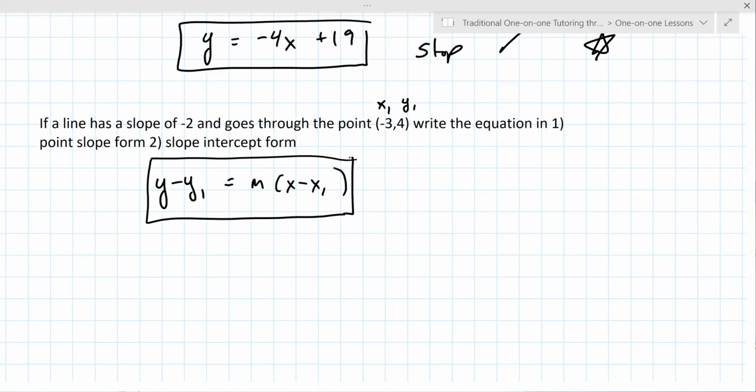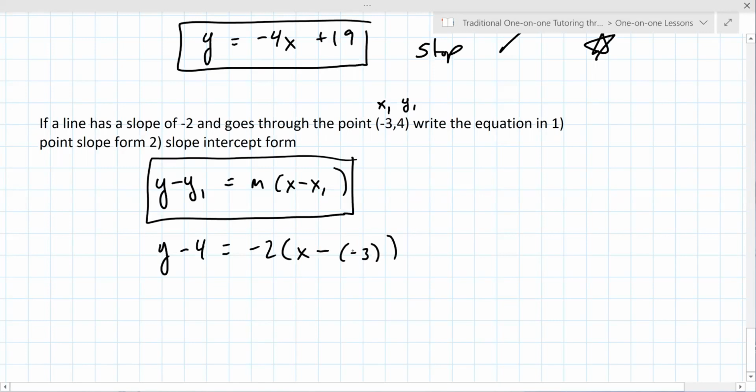All right, so that would become y minus 4 equals minus 2 parentheses x plus 3. And that would be point slope form. The correct answer is y minus four equals minus two times x minus negative three, and then you distribute the negative. So this is your point slope form that you stop at. Is that right? That's where I stopped.